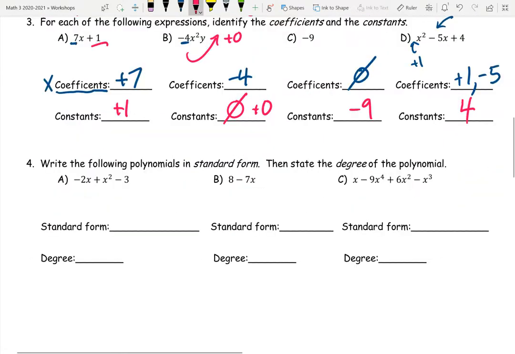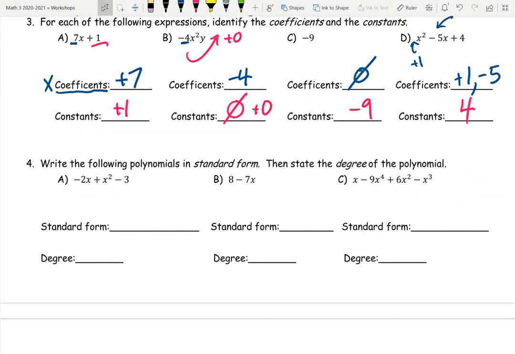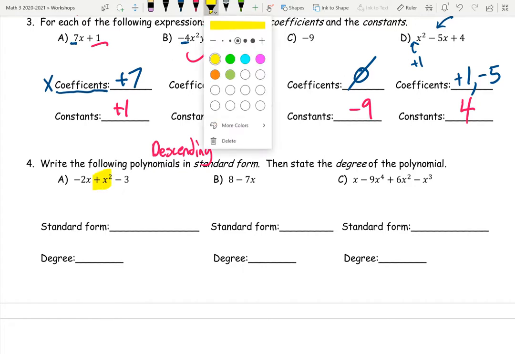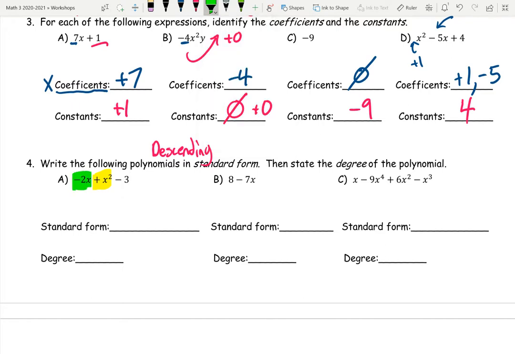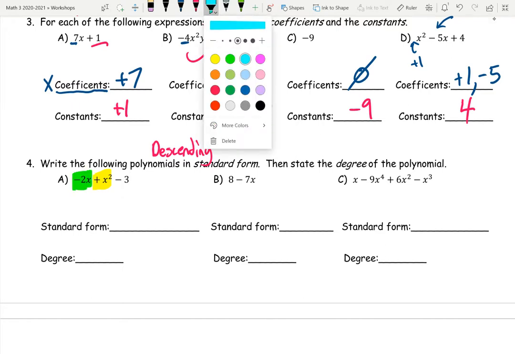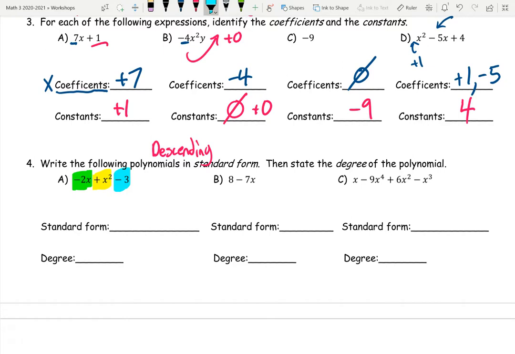Now, finally, we've got to go to talking about standard form. Essentially, I want you to rewrite them so that they are going in descending order. You always want the biggest first. So, I'm going to reorganize the whole bit. Notice how I look at it, though. This is one word. This is another word. And this is another word. These words, or terms, I'm going to go ahead and reorganize. I have to move the whole term: plus x squared, minus 2x, minus 3.